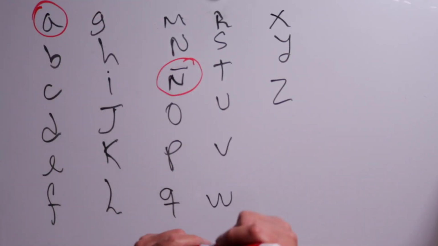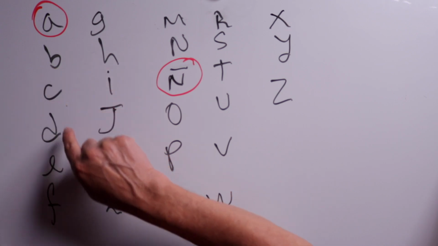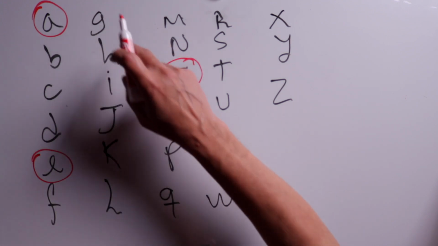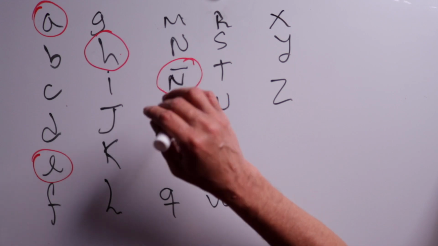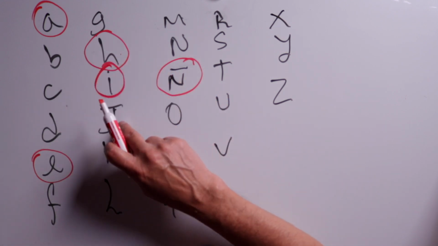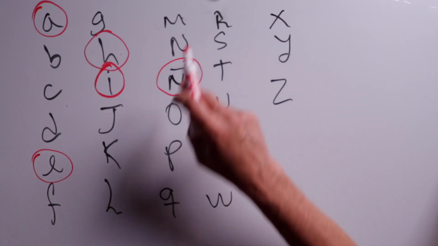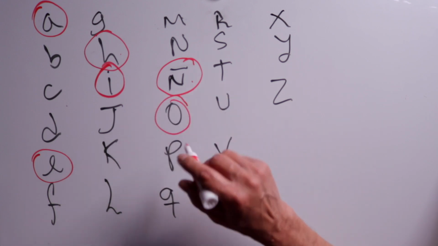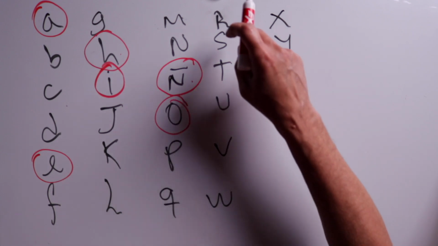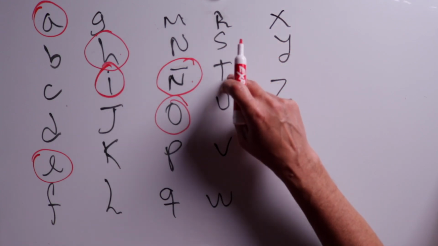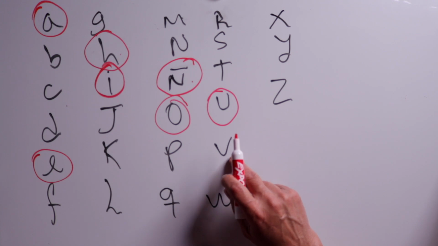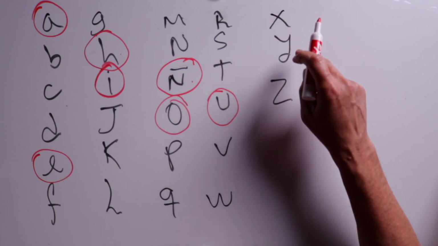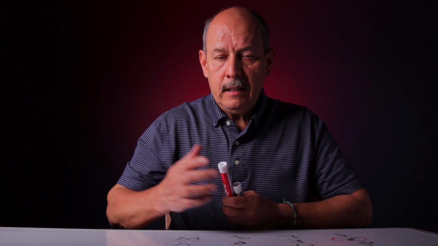A, B, C, D, E, F, G, H, and I will circle the H because it's very important, I, J, K, L, M, N, Ñ, O, P, Q, R, S, T, U, V, W, X, Y, Z. Those are the 27 letters.